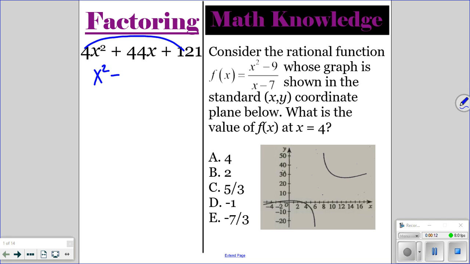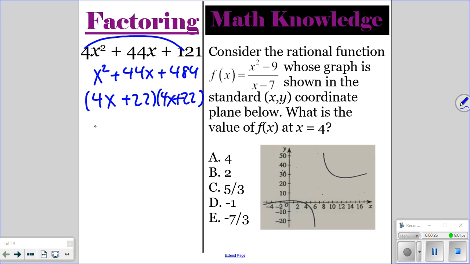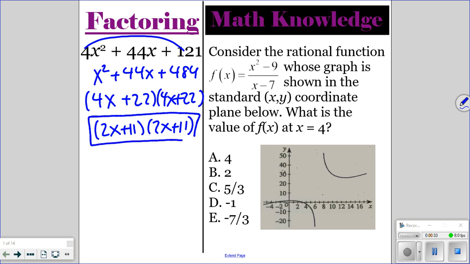We're going to have x squared plus 44x plus 484. And then when you factor and replace, you'll have 4x plus 22 times 4x plus 22. And then if you divide these both by 2, you'll get 2x plus 11 times 2x plus 11, which you can also write as 2x plus 11 squared.